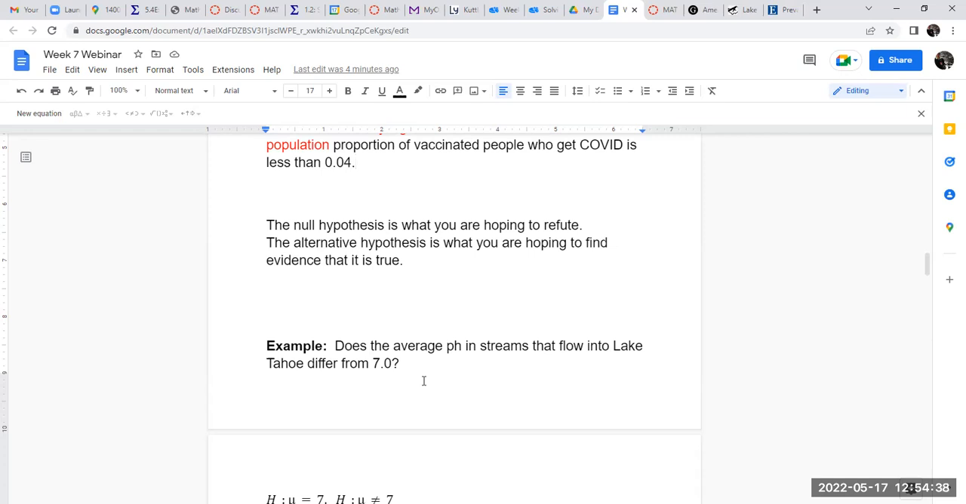You go out and test it and we look at the pH of streams that flow into Lake Tahoe. And one of the questions, and again, you don't have to know chemistry or even know what pH means, but if you happen to know it, you might know that pH of pure water is 7. So one question might be, does the average pH in streams that flow into Lake Tahoe differ from 7? Any questions on that?